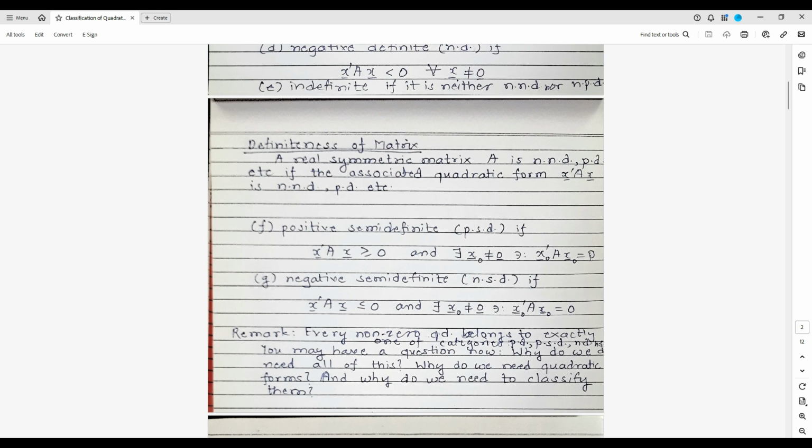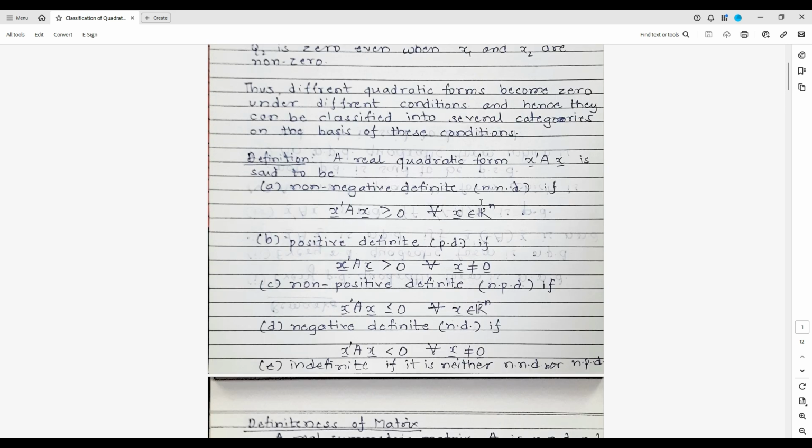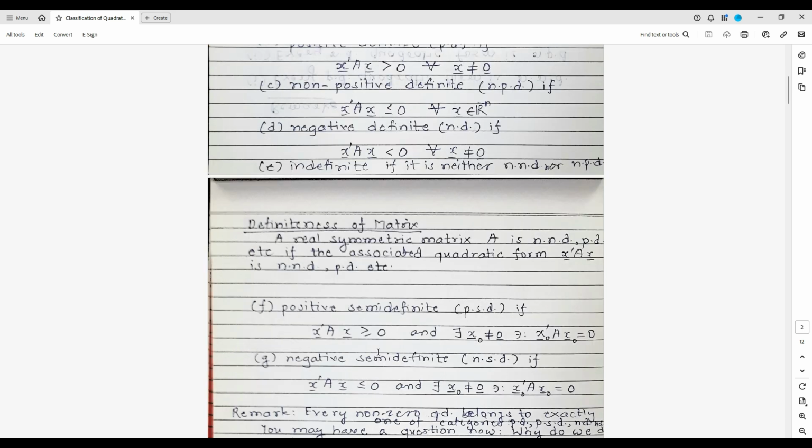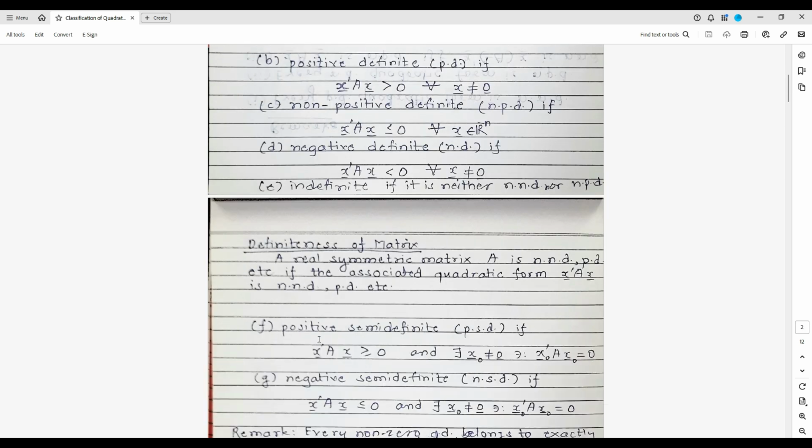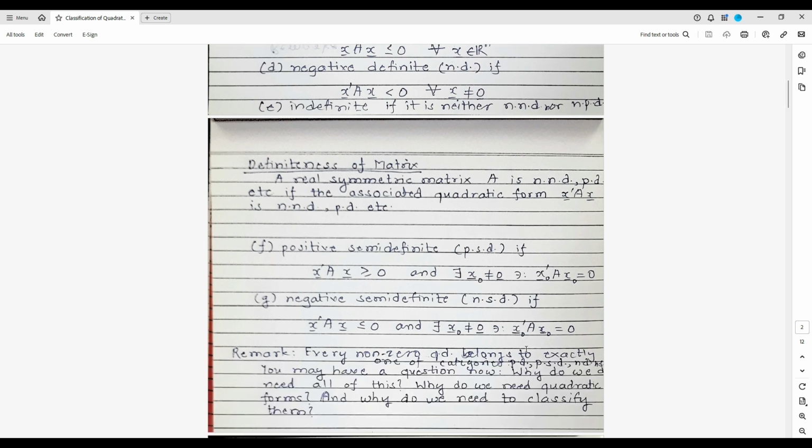When you say that a quadratic form is non-negative definite, it's not necessary that we will always have an x for which this will happen. So let us consider a similar category which is negative semi-definite. Herein the quadratic form is always less than or equal to 0, and moreover we can find a non-zero vector x in n-dimensional Euclidean space, which we denote by x naught, such that the quadratic form becomes 0 at this point. So x naught transpose A x naught is 0.